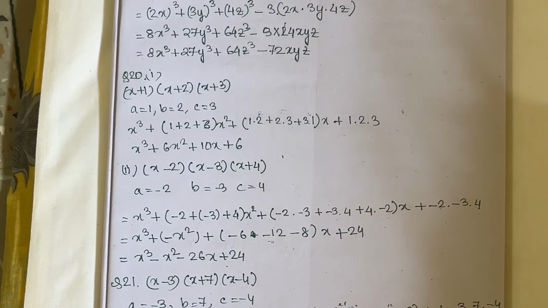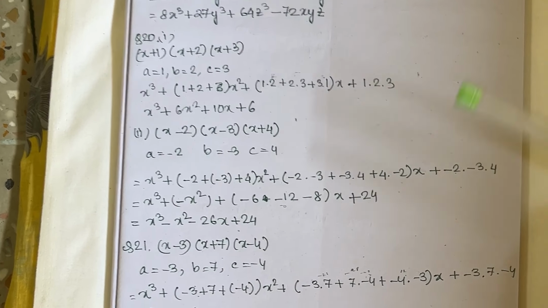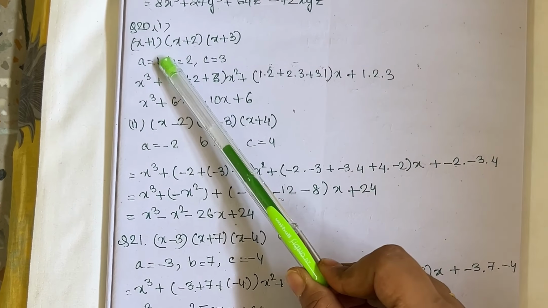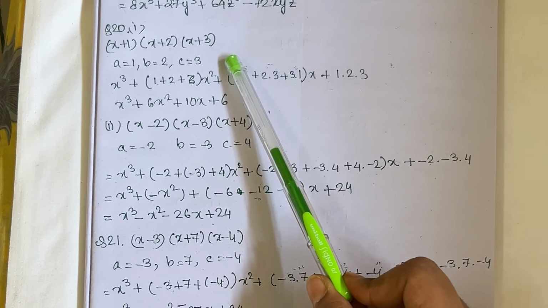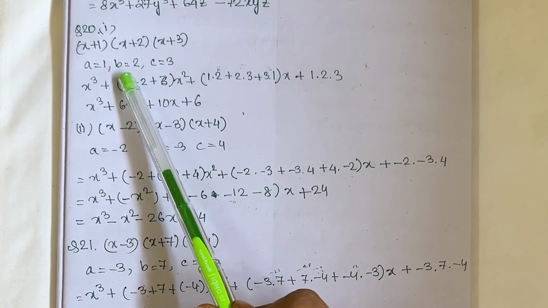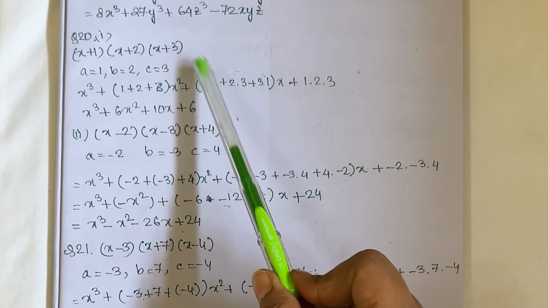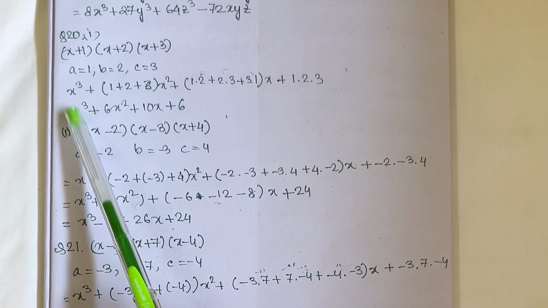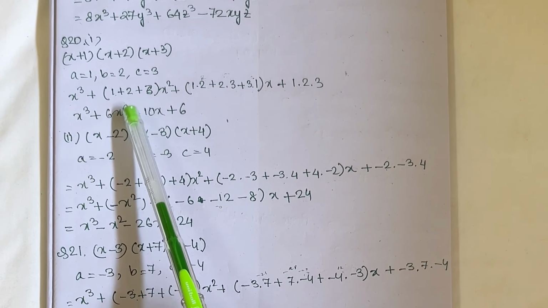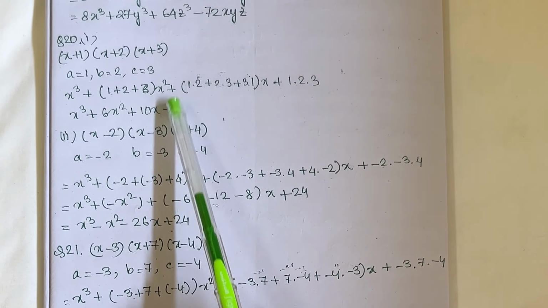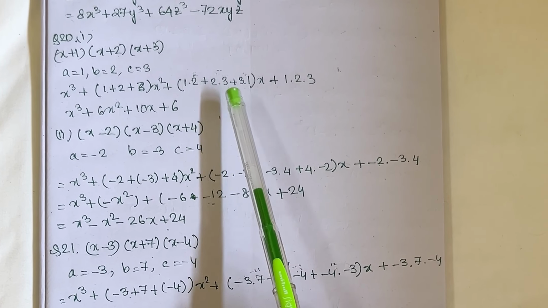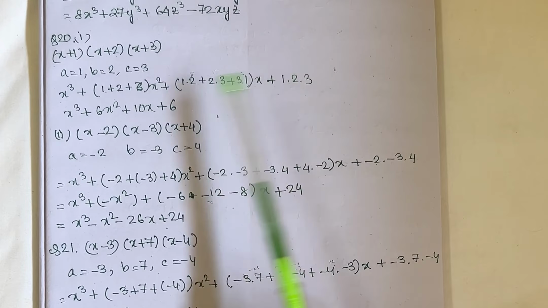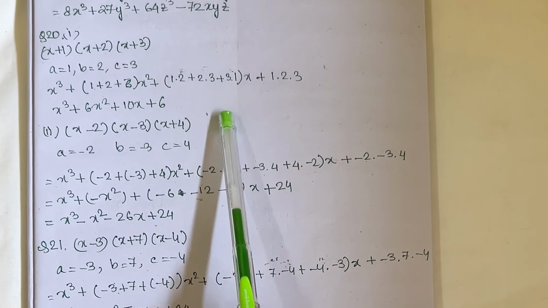Now for 20 part 1 and 20 part 2, there is something you need to know, that is (x plus 1) into (x plus 2) into (x plus 3). So here it is the (x plus a), (x plus b) and (x plus c) format. So we have just applied the formula, that is x cube plus (a plus b plus c) into x square plus (ab plus bc plus ca) into x, plus abc. I have just applied the formula and got the answer.